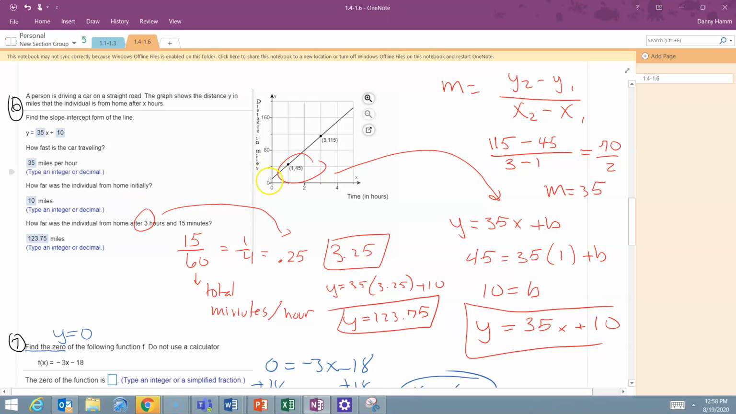So we can see that here. That is when we plug in 0 for our x, and we get 10, which is right here. And then here, a little bit different.